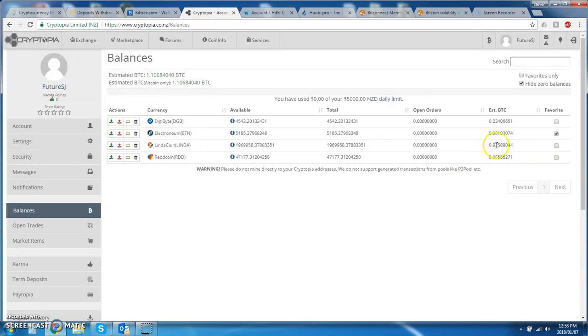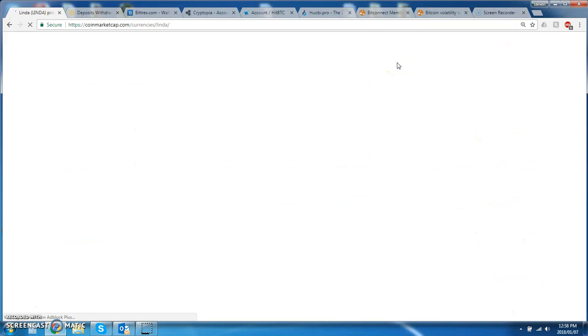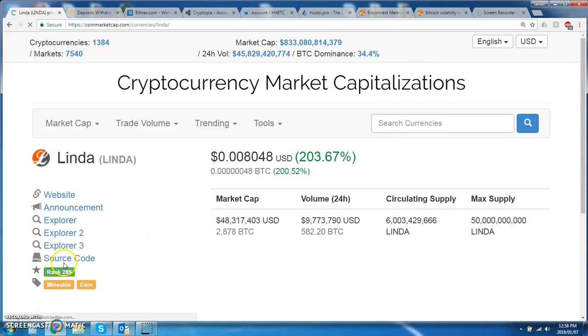I originally invested an amount of, I think it was 0.044 Bitcoin or something, and now that 0.044 Bitcoin is worth almost 1 Bitcoin, which is crazy. I'll show you here on CoinMarketCap. We go to Linda coin, and I think at the time of investing in it, it was ranked 530 something, and now it's ranked 289. So it's improved significantly over the last 2 weeks.